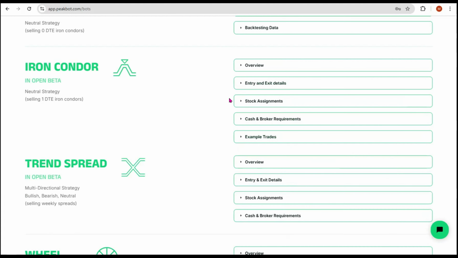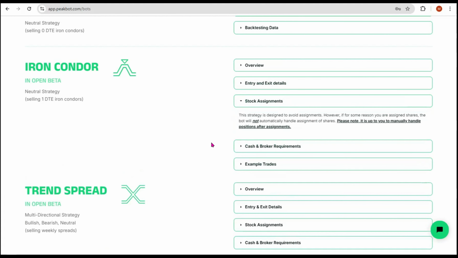What happens with assignment? The strategy is designed to avoid assignment. However, if for some reason you're assigned the shares, the bot will not automatically handle assignment of the shares. So this is one thing I don't love about this strategy, but you do have to check it. Nothing's just set and forget. Well, I mean, you can set it and forget it, but I don't want to, right? So you do want to just check and make sure nothing accidentally went wrong and you got assigned.